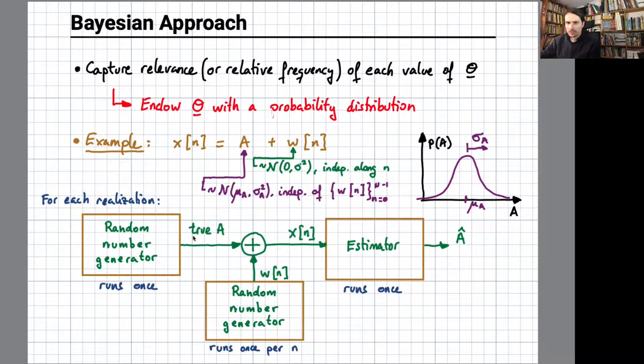And let us be careful with the notation. Note that A is not a function of n, right? It is the same value for all samples, right? So we only use the random number generator for A once, right? Once for each realization of the data. However, W depends on n, so we need to run this random number generator once per sample, right? And the estimator is, again, as before, and run for each realization of all the data samples in the data set.